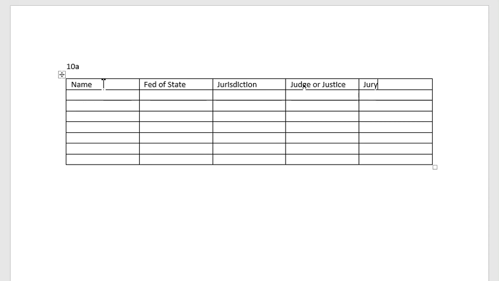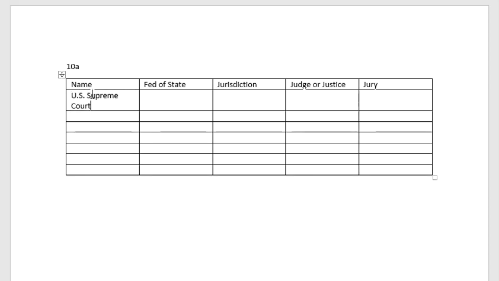All right, so the court chart for my class goes from top to bottom, from the most powerful federal court to the least powerful of the Virginia state courts. And at the top, of course, is the U.S. Supreme Court. Please make sure to always put U.S. Supreme because there is a Virginia Supreme Court as well.